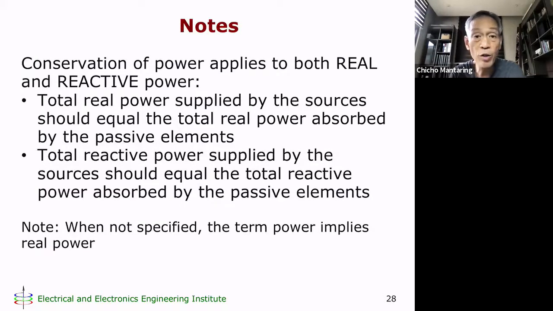I already mentioned this. Conservation of power applies to both real and reactive power. So the total real power supplied by the sources should equal the total real power absorbed by the passive elements. In this case, it's only the resistor that's absorbing real power. The total reactive power supplied by the sources should equal the total reactive power absorbed by the passive elements. In our example, it's only the inductance. And that's my last slide for today.